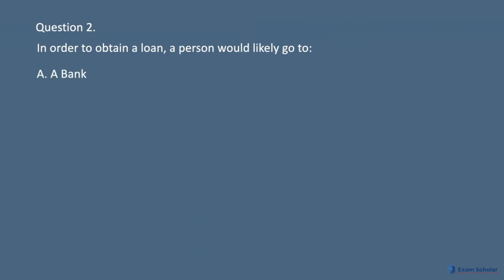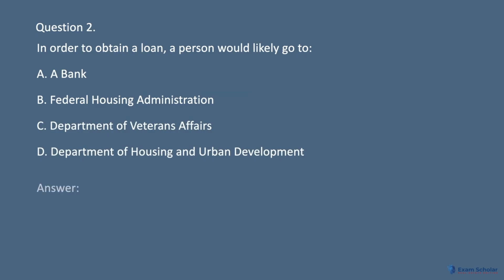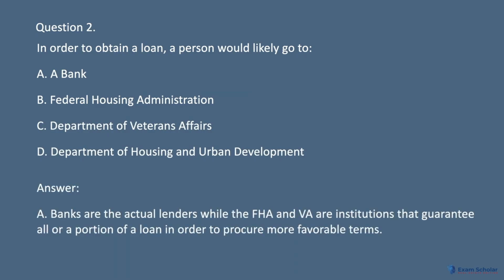Question 2. In order to obtain a loan, a person would likely go to A. A bank. B. Federal Housing Administration. C. Department of Veterans Affairs. D. Department of Housing and Urban Development. Answer. A. Banks are the actual lenders while the FHA and VA are institutions that guarantee all or a portion of a loan in order to procure more favorable terms.